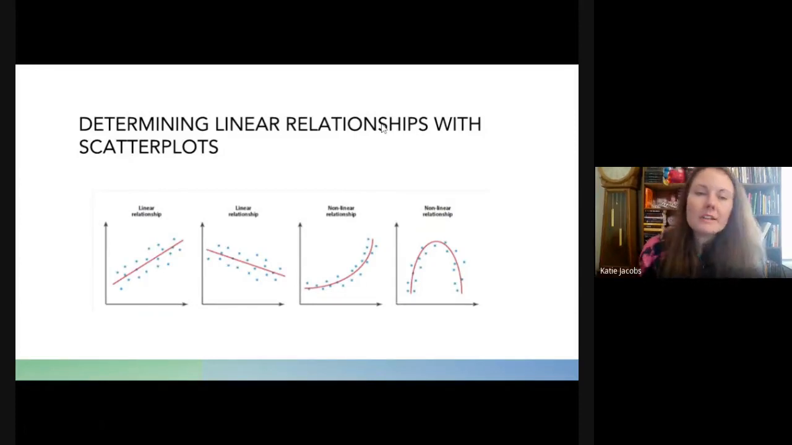Okay, so determining linear relationships with scatter plots. After you have all your little dots plotted on there, you want to look at it, okay? And you want to see if you were to draw a line through all of the dots that you have on your scattergram, what would that relationship look like? So if we look at our first little visual depiction here on the slide, we see that that one's showing a linear relationship that looks like a direct relationship.